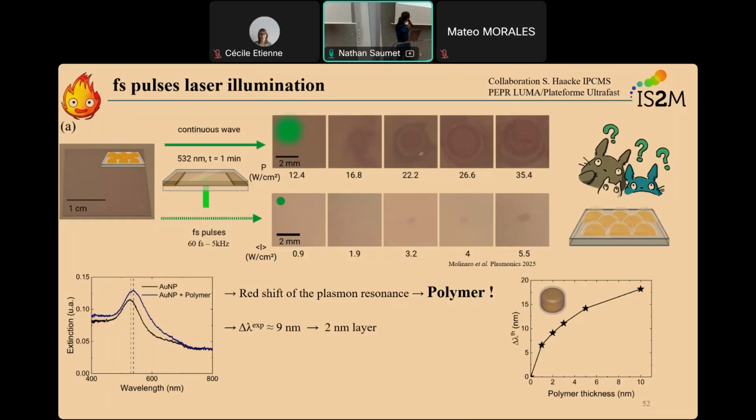But it's due to the fact that a 9 nanometer shift in the resonance wavelength corresponds to only a 2 nanometer layer of polymer around my nanoparticles. So that's why it's difficult to image.